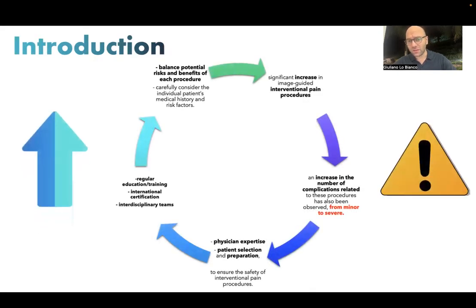So there is a recent significant increase in image-guided interventional pain procedures, and an increase in the number of complications related to these procedures has also been observed, from minor to severe complication. So then, to ensure the safety of interventional pain procedures, we have to focus on physician expertise and patient selection criteria and patient preparation, and also regular training and regular education and interventional certification, and a multidisciplinary team can avoid and reduce the risk for complication, and also a balance of potential risk and benefits of each procedure is very important, and carefully consider the individual patient's medical history and risk factors.